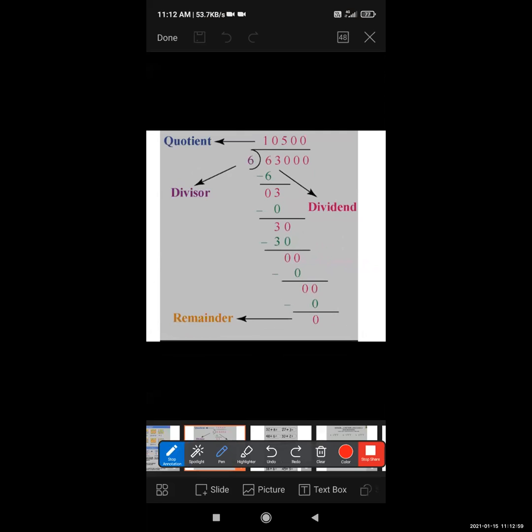Look at here. Now 63,000 divided by 6. In this number, 63,000 is the dividend and 6 is the divisor. Look at here, already given information. Now how to divide? In the table of 6, 6 is there. So 6 ones are 6. 6, 1 is in the answer. 6 downside. 6 minus 6, 0. So you want to take the next number downside.